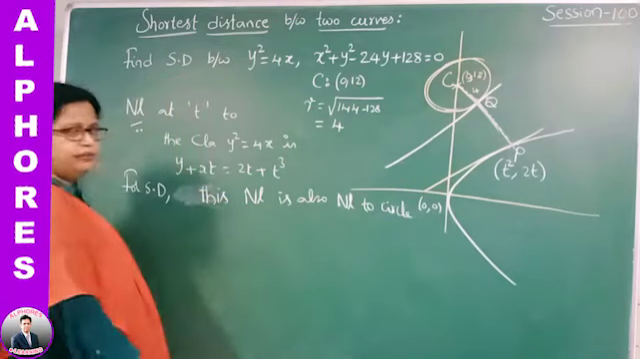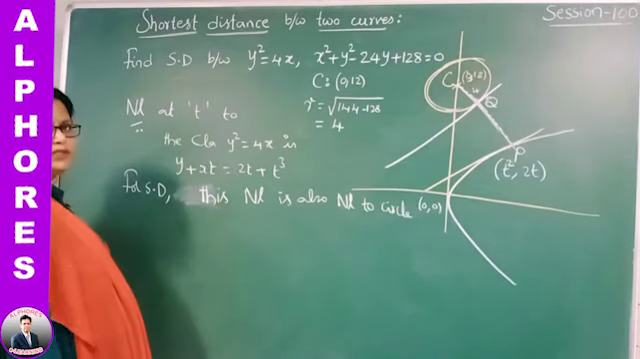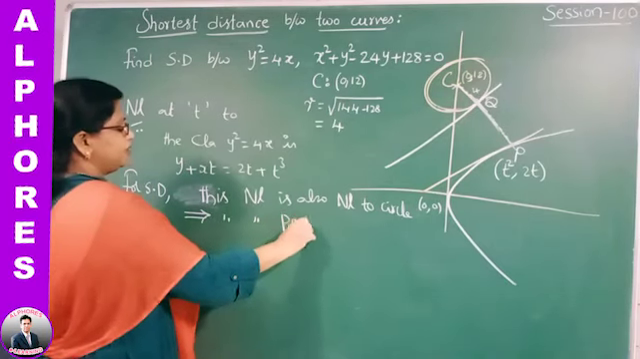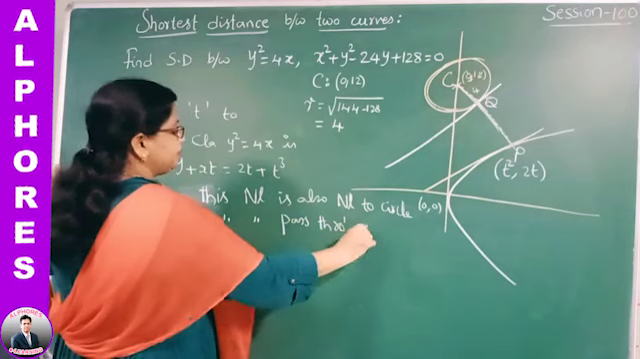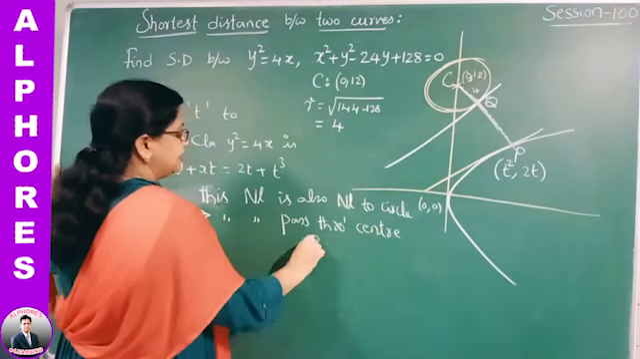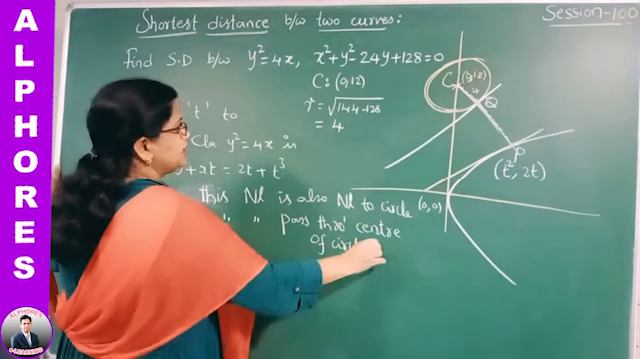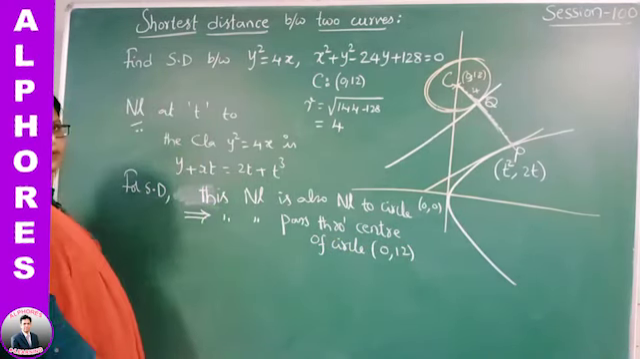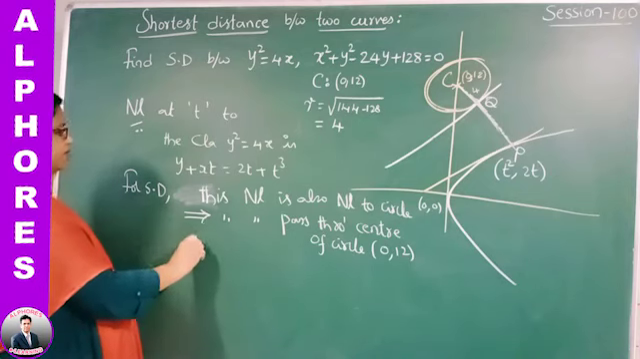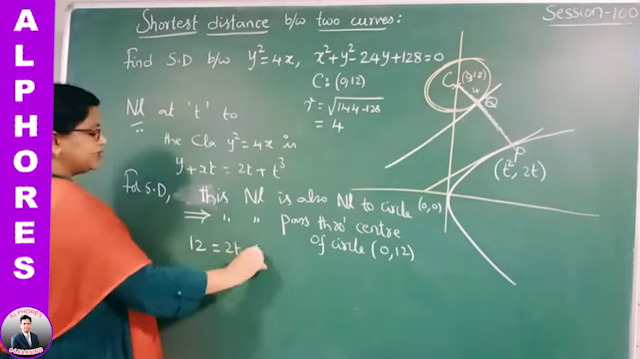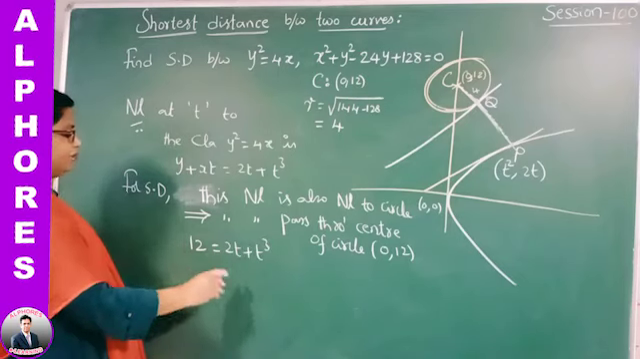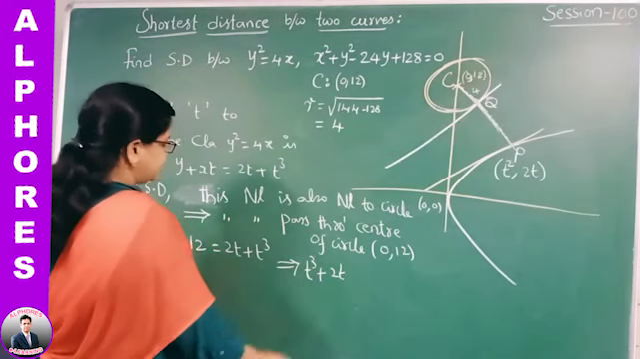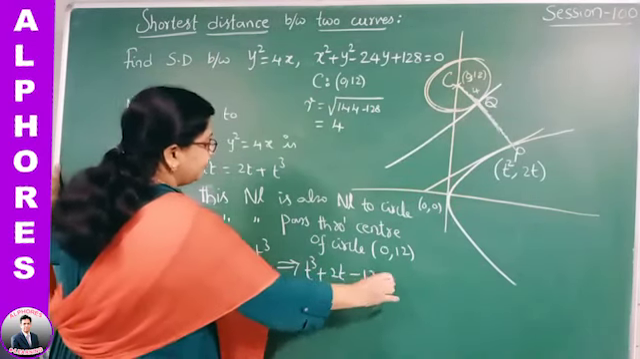Therefore immediately you can make use of the concept that normal passes through center, implies this normal must pass through the center of the circle. And what is center of circle in this problem, students? It is nothing but 0, 12. Okay, so now let us substitute 0, 12. So here 12 equal to 2t plus t cube. Okay, that implies t cube plus 2t minus 12 is equal to 0.